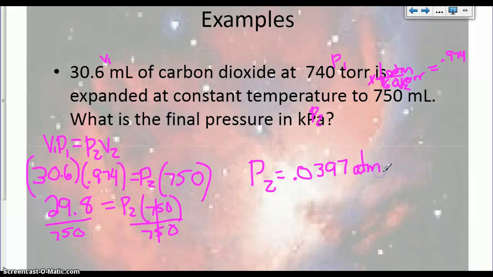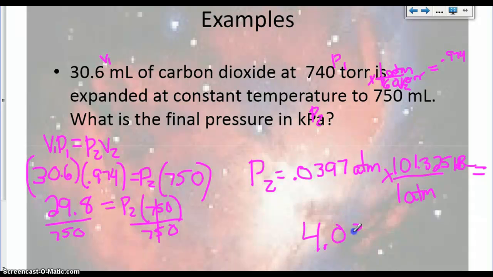Now, this was atmospheres. Remember, we converted to atmospheres. But it wants our answer in kilopascals. So we've got to convert the atmospheres back to kilopascals. So we've got 1 atmosphere on the bottom, and then our conversion factor for kilopascals is on top. All right, and that gives us 4.03. Now sig fig, we only have 2. So it's really just 4.0 kilopascals. Okay? All right, and that's it.